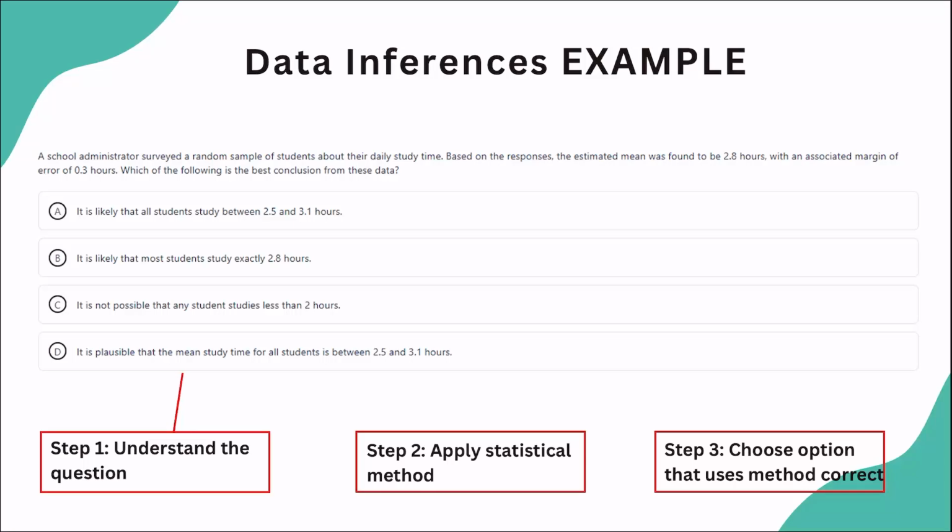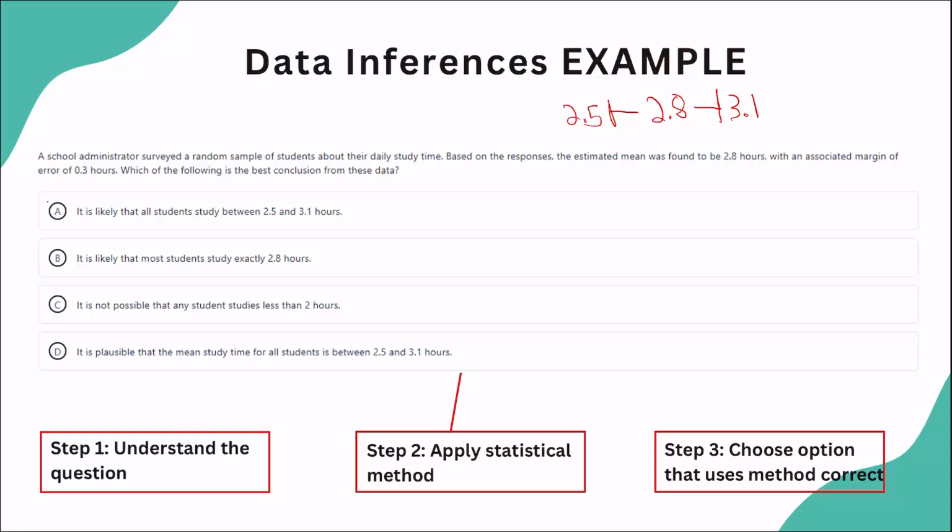Okay, step number 2, we're going to think about our statistical method, which in this case is the margin of error. And so I'm going to write down what this means to me. Our experiment told us 2.8 is what we think the mean is, but we have this margin of error of 0.3 hours, so we think it could be up to 3.1 hours or down to 2.5 hours. So we generally think that between 2.5 and 3.1 is where our true mean lies for the amount of time studying.